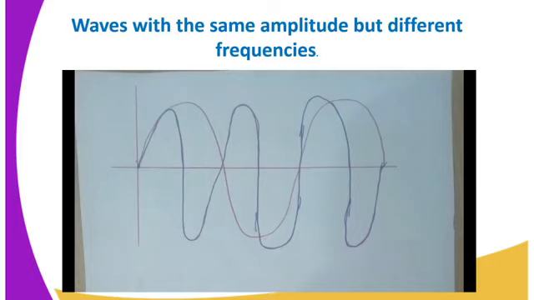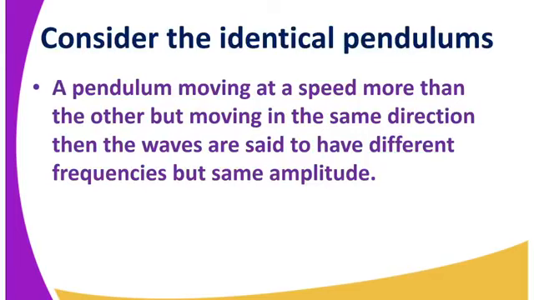So we are saying that waves can have the same amplitude but different frequencies. As you can see on the diagram, I have two wave motions drawn using different colors. Looking at these two wave motions, they are drawn so that the maximum displacement on either side is at the same level. But looking at the way they travel, you'll find that the wave in blue travels faster than the wave in red.